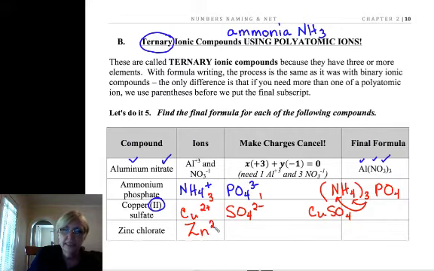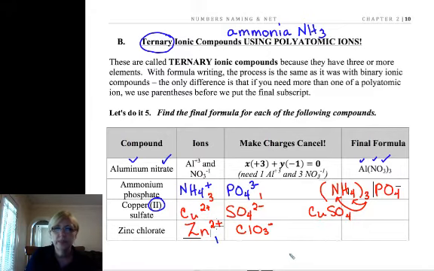Okay, zinc. You have to memorize zinc is always plus 2. It's one of those stair steps. Chlorate's a polyatomic, and you have to memorize those polyatomics. Least common multiple is 2. 1 times 2 is 2. 2 times 1 is 2. So that would give me a total of plus 2 and a total of minus 2. So there's my charge balance. And I would have zinc chlorate.